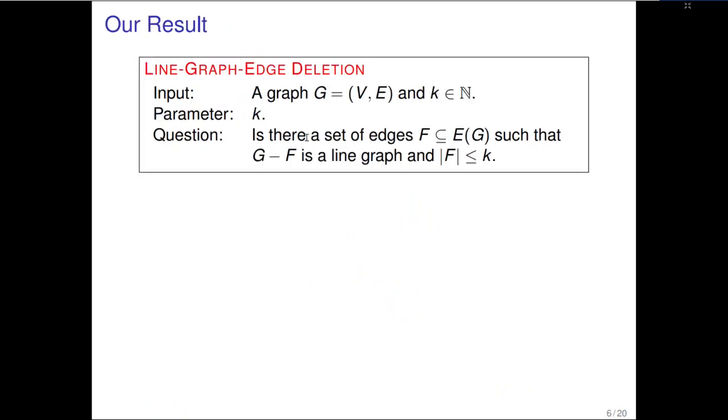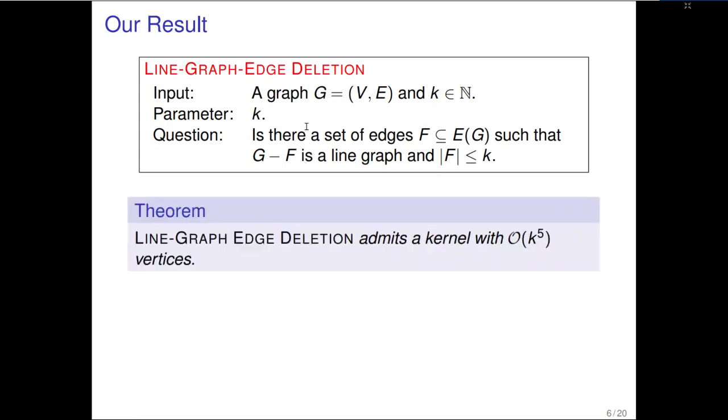We study then the line graph edge deletion, where we are given a graph and an integer k, and we ask whether we can delete at most k edges from the graph, such that the resulting graph is a line graph. And our main result is that the line graph edge deletion admits a kernel with at most O(k^5) vertices.